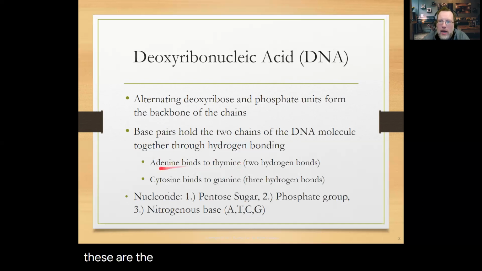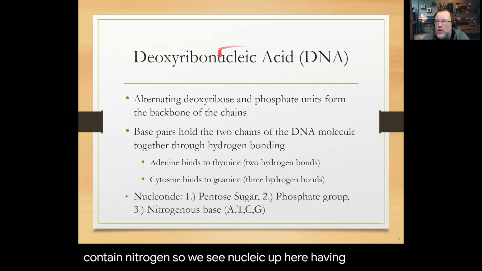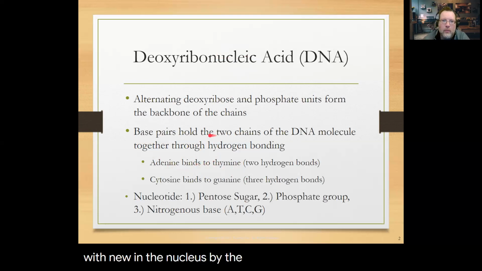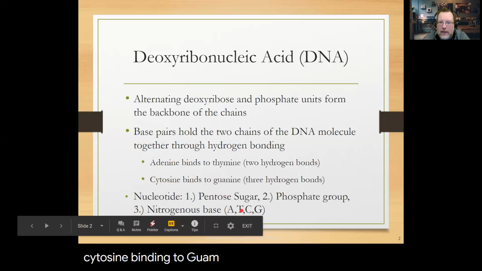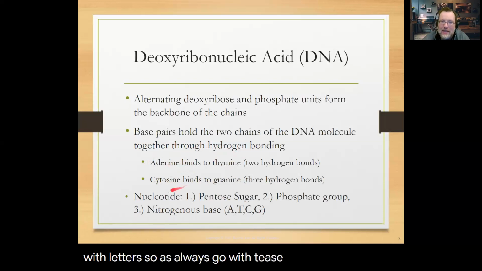These are the nitrogenous bases. So what that means is they contain nitrogen. So we see nucleic up here having to do with in the nucleus, by the way. I wanted to mention that as well. But anyway, adenine and thymine, and then cytosine binding to guanine. And we abbreviate these with letters. So A's always go with T's down the middle. C's always go with G's down the middle.